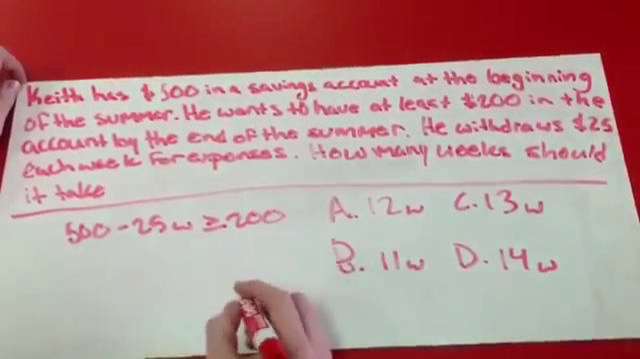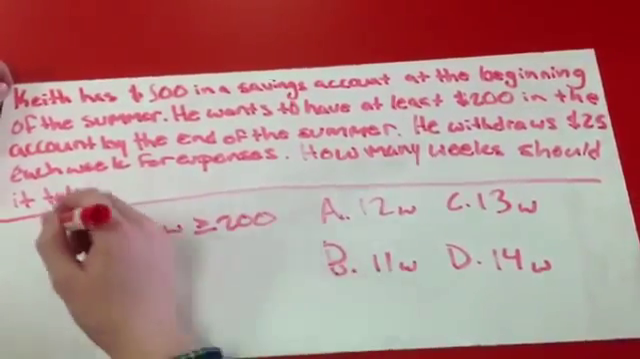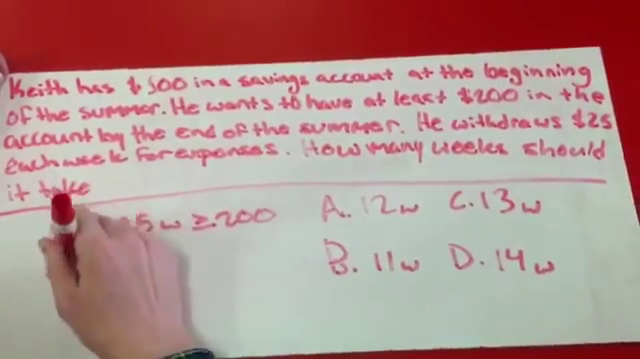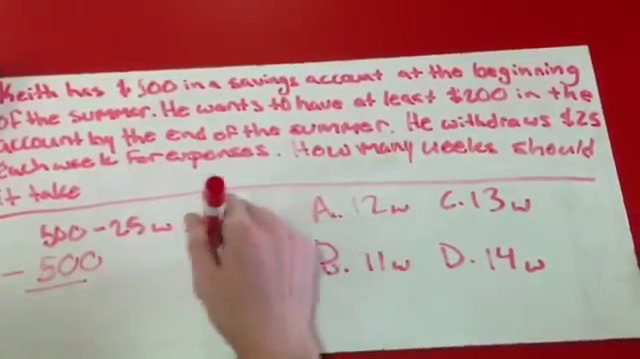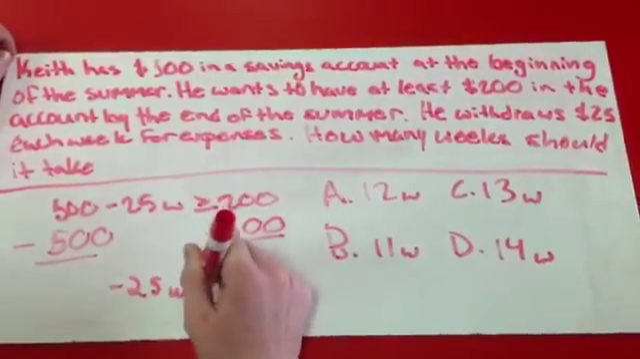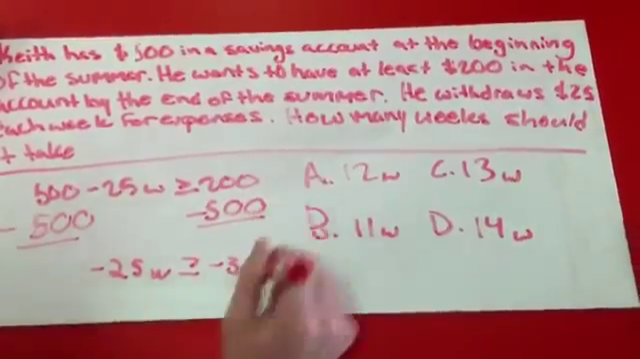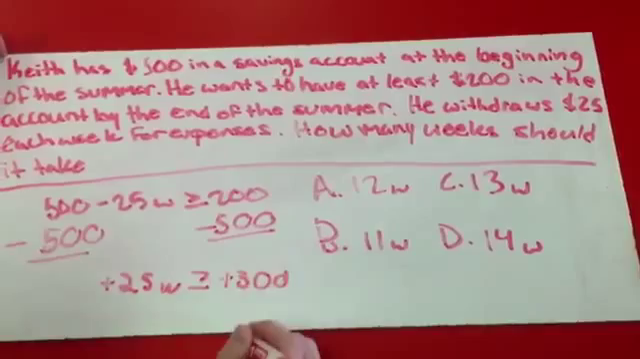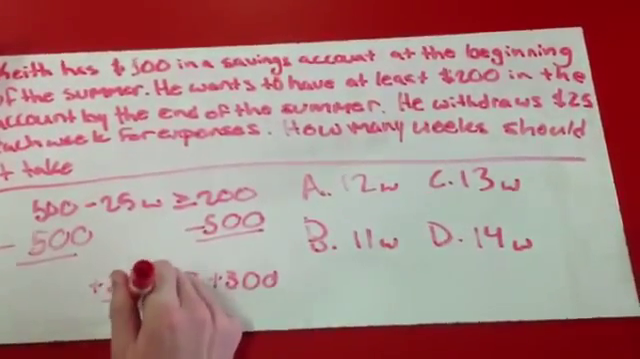So what we are going to do is subtract 500 from each side. And because they're both negative, we can just make them positive again. It really doesn't matter. And then you divide 25 on either side.